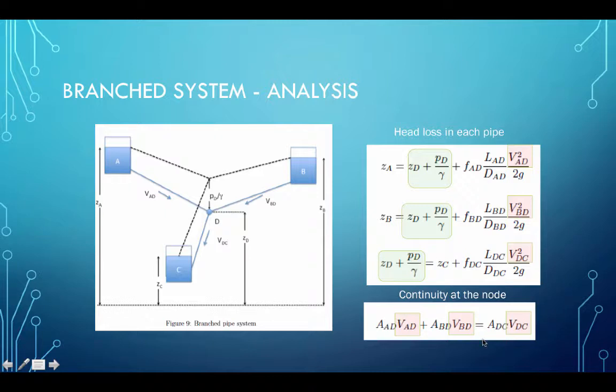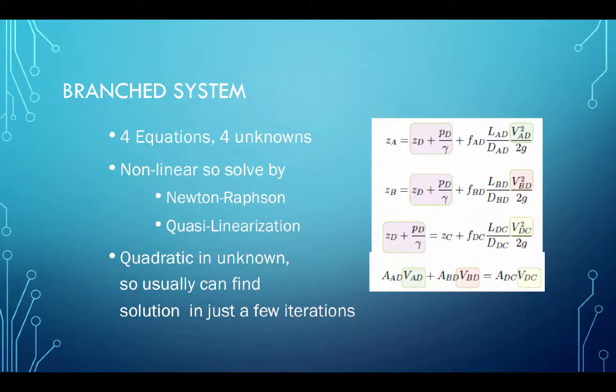And then continuity at the node gives us a closure equation that says that the inflows minus the outflows equals 0. The rose-colored terms are unknowns. There's three rose-colored terms, and then the green term, which is the total head at node D, is the fourth unknown. So we have four equations and four unknowns. It's nonlinear because of the squared velocity term, and so we would find something like a Newton-Raphson quasi-linearization technique quite useful. And because it's quadratic, we can find answers relatively quickly.